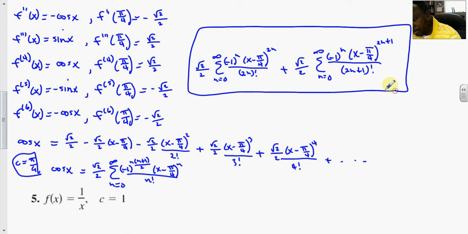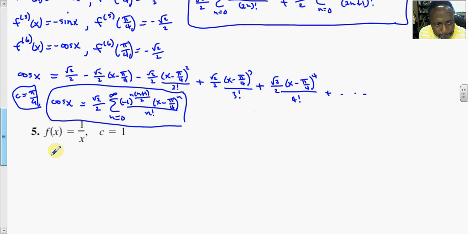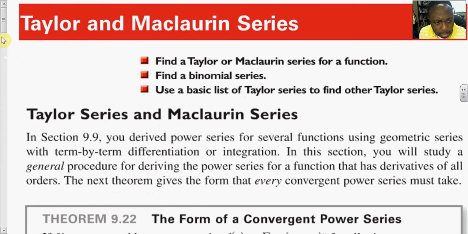So I'm fine with that as the answer. Or you can write the answer like this. Okay, good. Now this one we can borrow from something that we had done already. We're looking for 1 over x centered at 1. I think I worked that one out.